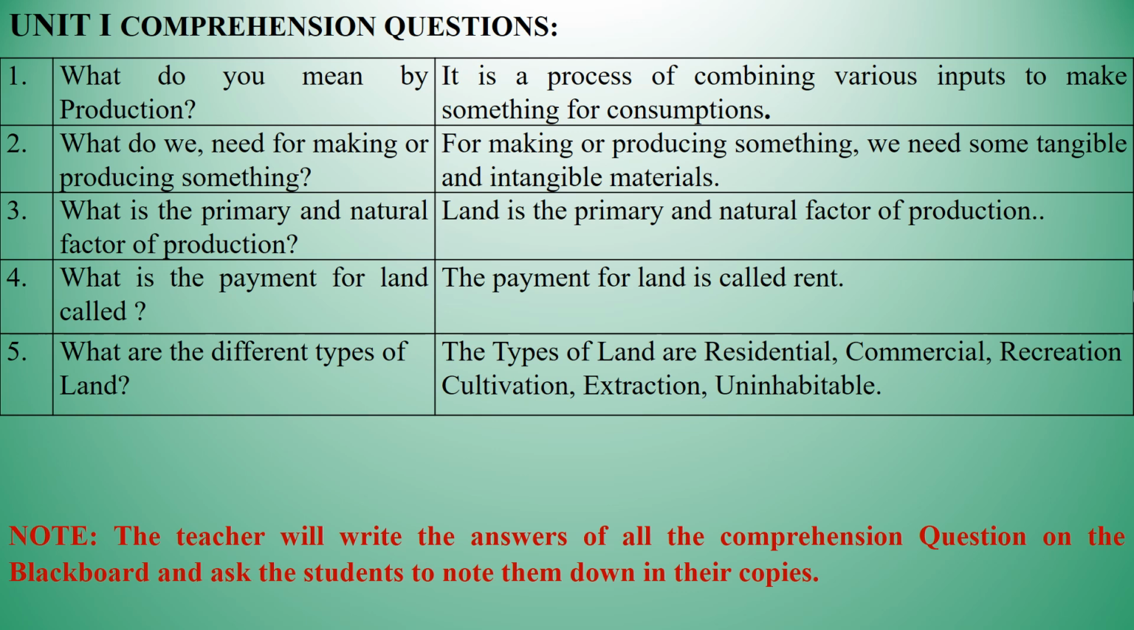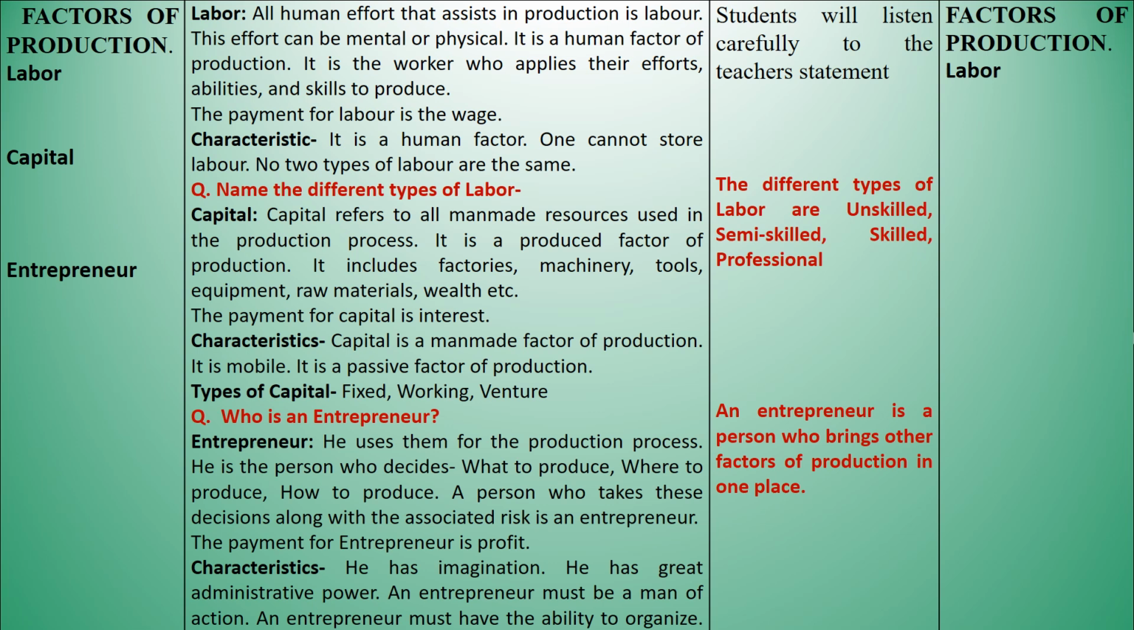Here, a note is worth mentioning that the teacher will write the answers of all the comprehensive questions on the blackboard and ask the students to note them down in their copies. Now we come to the second unit of the plan. We will again divide the plan into 4 columns. The first column is for subject matter. In the second column, we will write the teacher activity. The third column is for student activity, and the fourth and the last column is for blackboard summary.